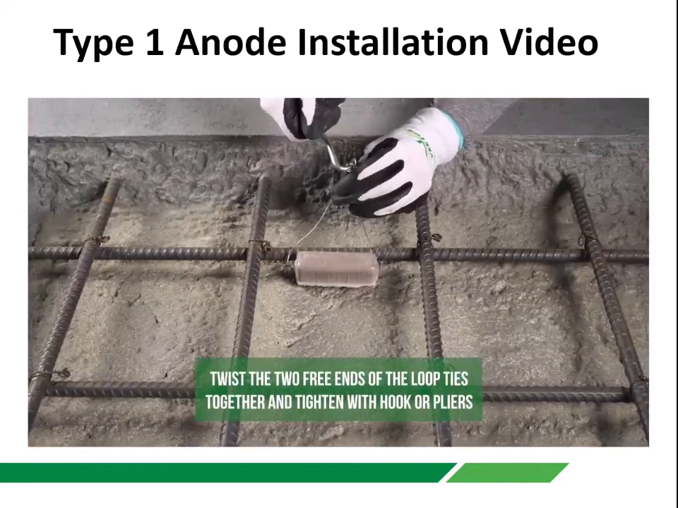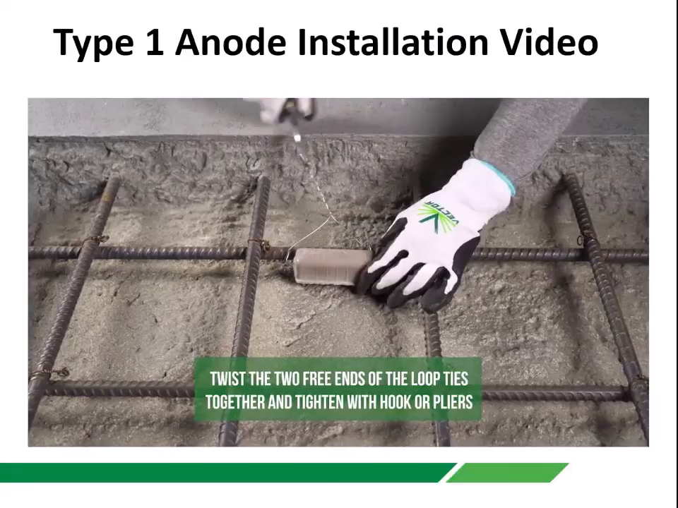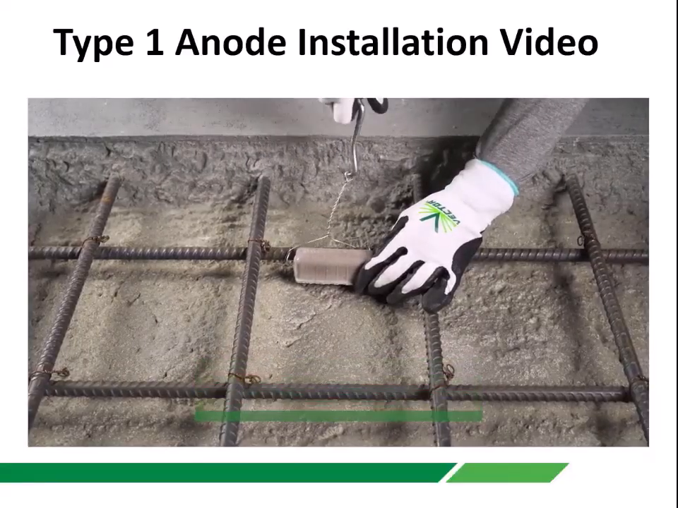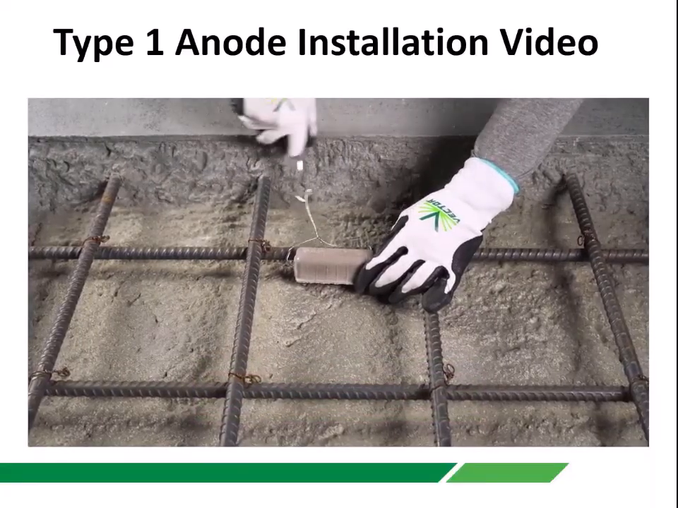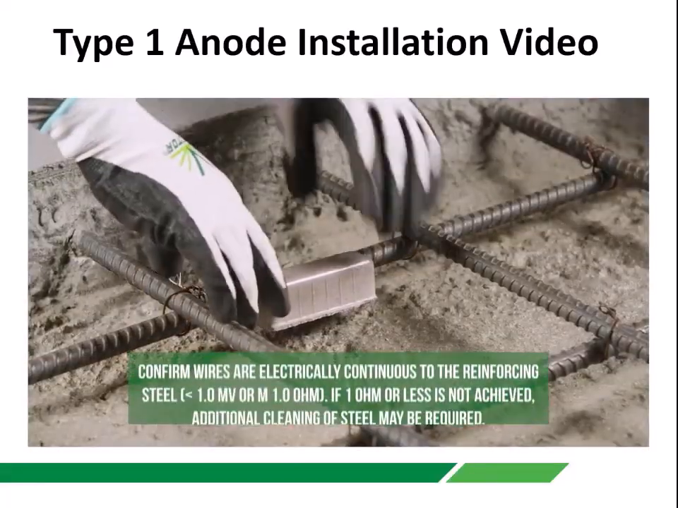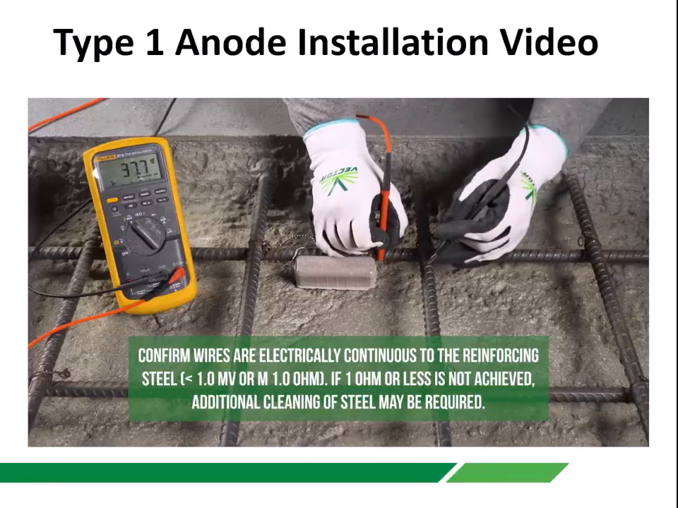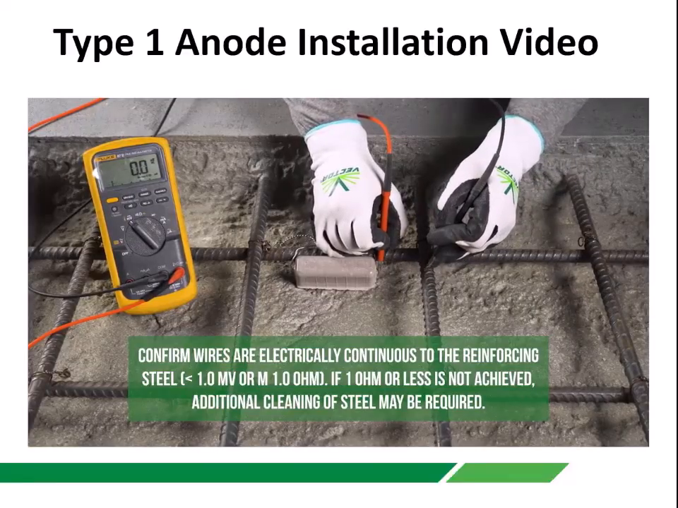So it's important that the bars are cleaned. It's important that the wires are tightened sufficiently that you have good contact between the wires and the steel. And you'll see here in just a few seconds, after the anode's installed, it's important to go and test to make sure that you have good electrical connection or electrical contact between the anode and the steel in the structure.